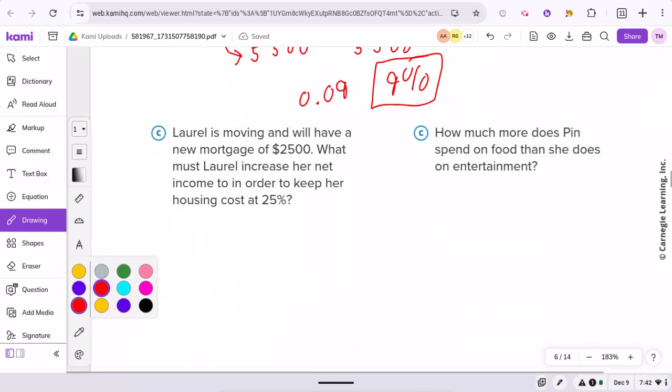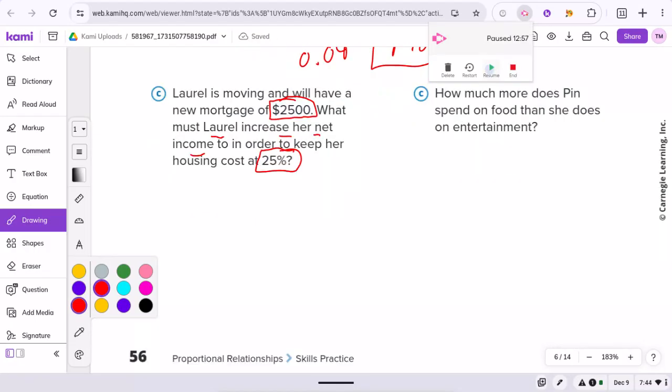And then lastly, letter C, she's going to have a new mortgage payment of 2,500. What must she increase her net income to in order to keep the housing cost at 25%? So for this one, it's telling you what they want the percent to be. So you'd put the 2,500. That's going to be 25% of what number? So how much will her monthly income need to be to make sure that 2,500 is 25%?